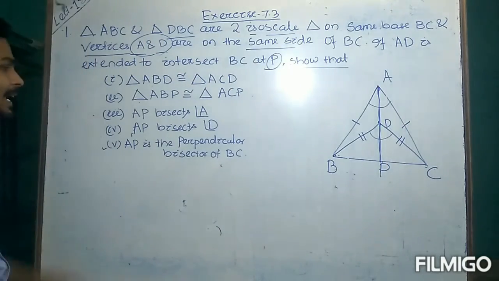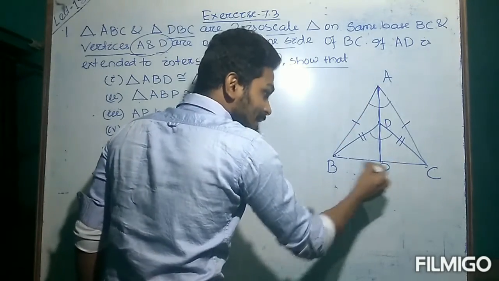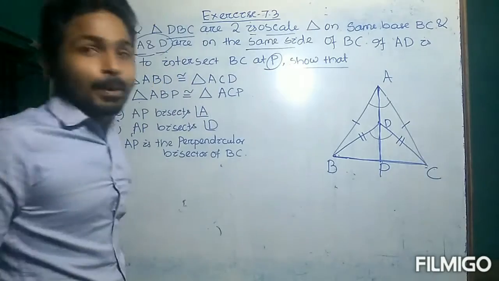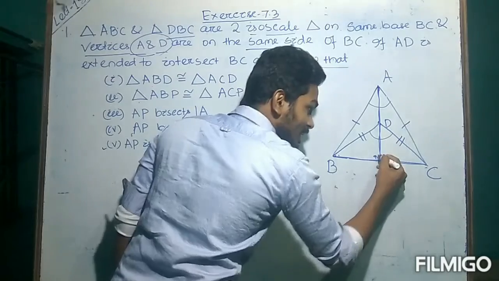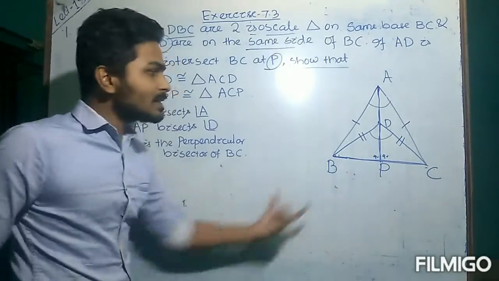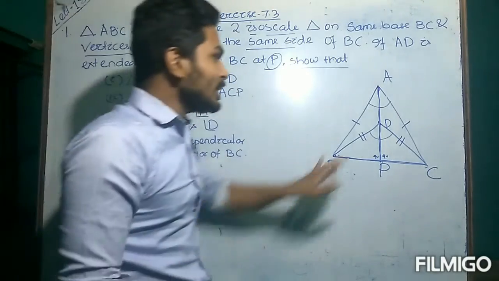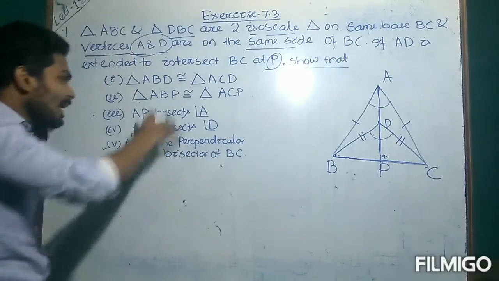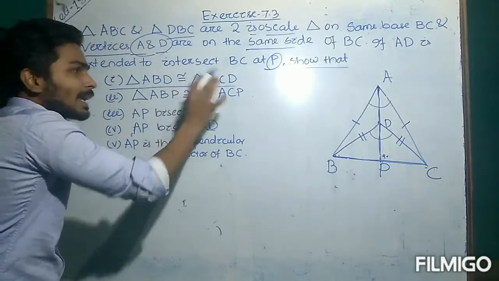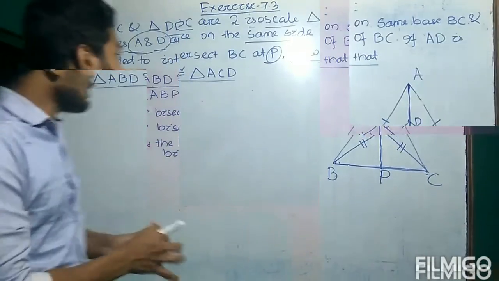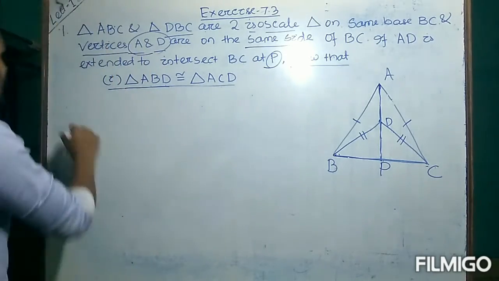And last, AP is the perpendicular bisector of BC. AP is the perpendicular bisector of which line? BC line. Perpendicular bisector means what? Perpendicular means it must be 90 degrees to this line, and it also bisects BC. It means this half is equal to this half. So such 5 statements we have to prove. Let us move with the proof of the first statement, and gradually we will prove every statement. So let's start with the first statement, that is triangle ABD is congruent to triangle ACD. Let us prove it.